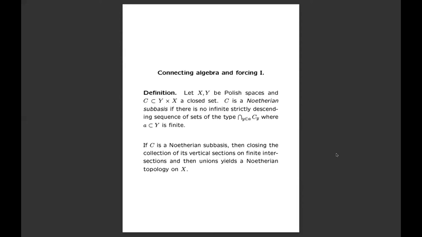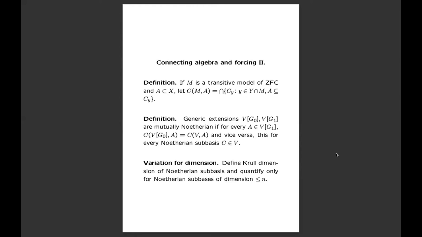Okay. Where's the forcing in it? It's on the next slide. Suppose that you have a Noetherian basis, or Noetherian subbasis. So suppose that you have a transitive model of ZFC and a set, a subset of the space X, on which there is the Noetherian topology.